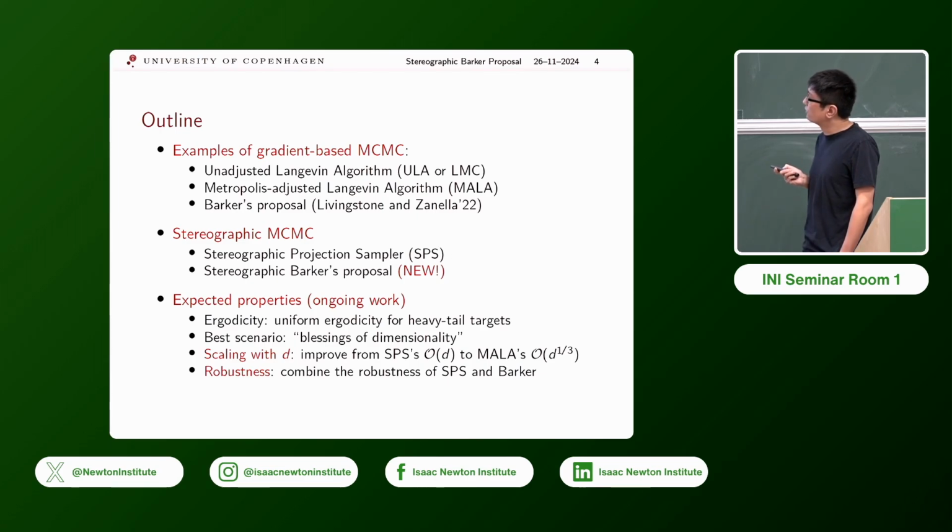Then finally, I will introduce a new algorithm called the Stereographic Barker's proposal. This is a gradient-based MCMC algorithm. From the name of this algorithm, you can imagine what I'm going to do is really simple. I'm just combining Barker's proposal by Sama and Giacomo in this framework called the Stereographic MCMC. So basically, that's the new algorithm.